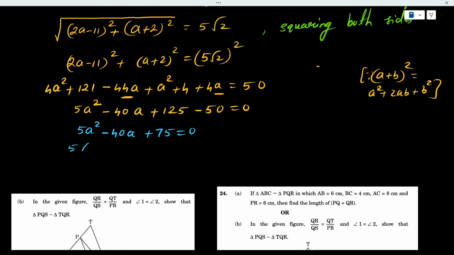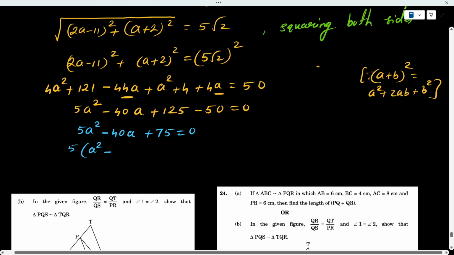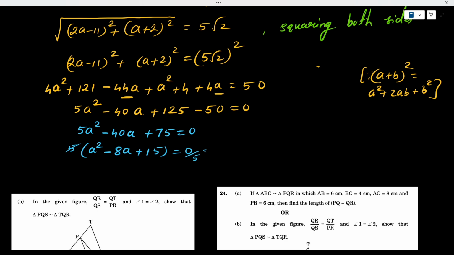5 is a common factor, take it common, and then you can write a square minus 8a plus 15 equals 0. Now 5 will go to the right side, and it will become 0. So what is the simplest form of your quadratic equation? This is the simplest form of the quadratic equation.